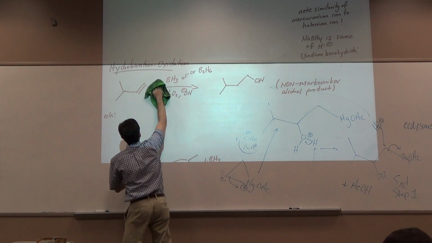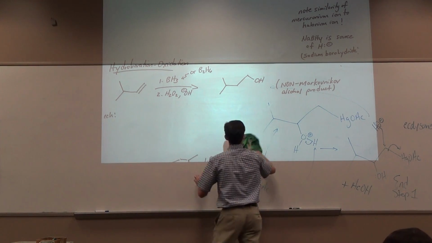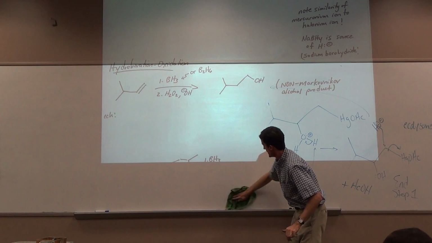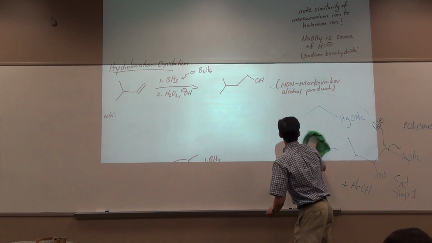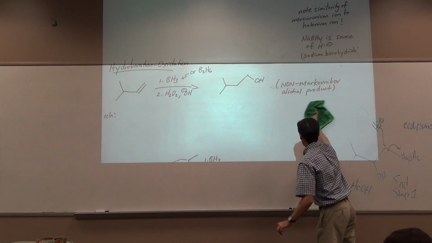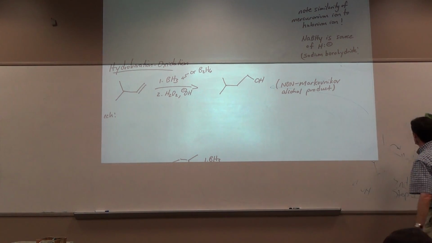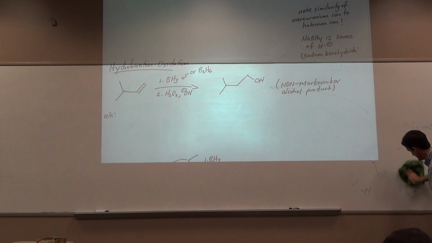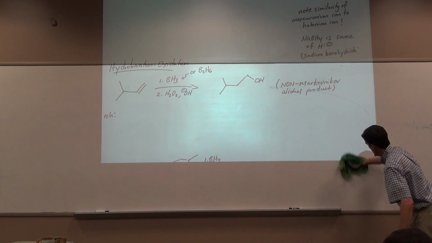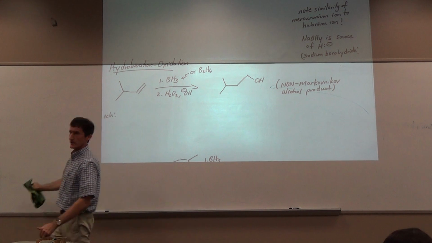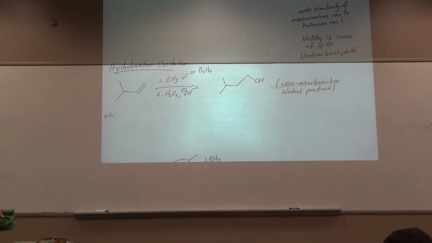The first step here is just BH3. Sometimes you may see it shown as a dimer, B2H6. Same thing. There's also some fancy boron reagents like 9-BBN. If you see anything fancy like that, it all gives the same product. All right? If you see 9-BBN, just consider it as BH3 and do your mechanism thinking with BH3.